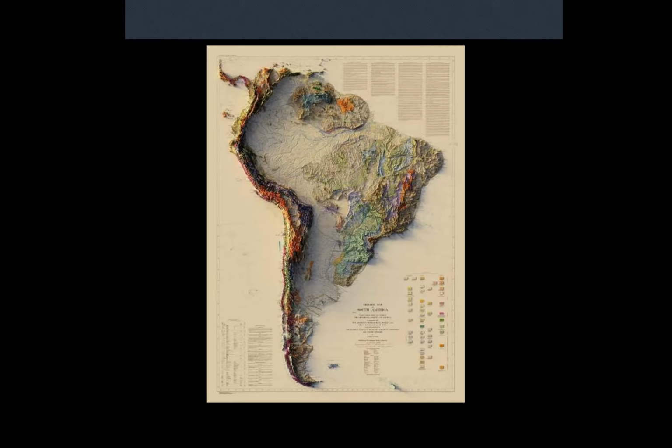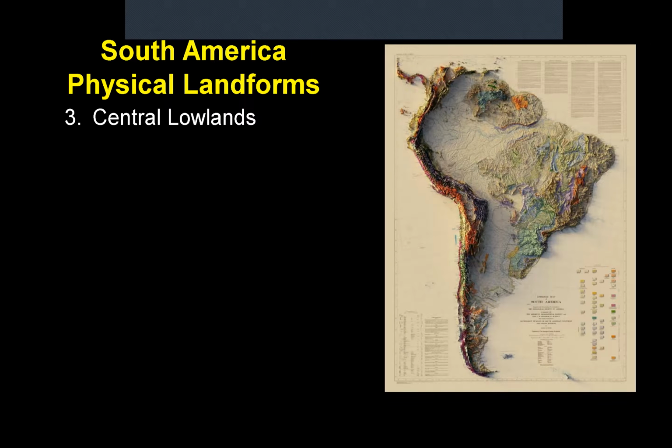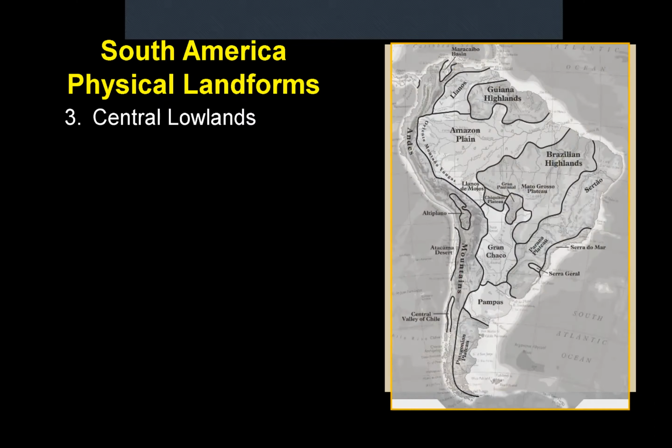So again, that shows those highlands: the Guiana highlands in the north, the Brazilian highlands in the middle, and the Patagonian plateau in the south. Now, in the middle of these, we have the central lowlands. Originally, these were inland seas when sea levels were higher, I'm sorry. But then as they receded and things eroded from the Andes and the eastern highlands, that filtered into those central lowlands. And here we can see the different regions of those lowlands.